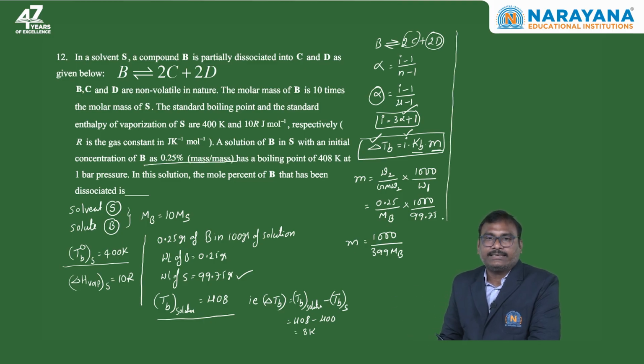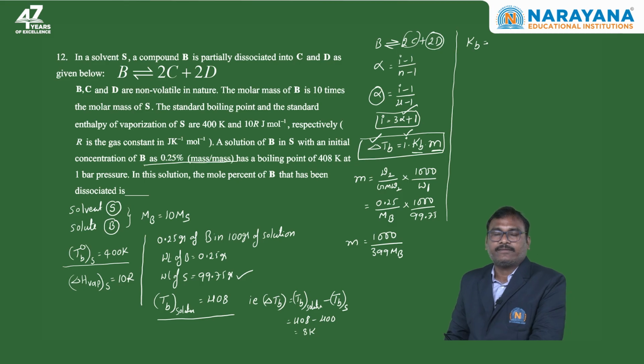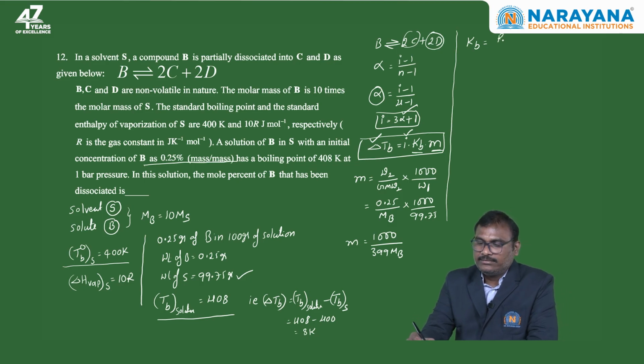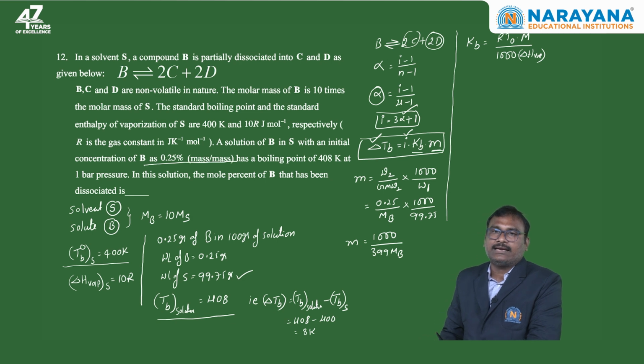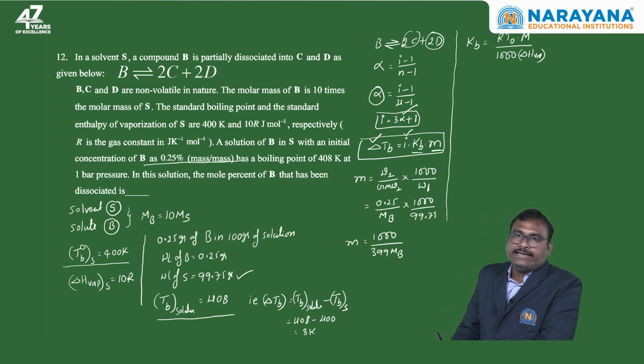Now let us go for that calculation of Kb, that is the ebullioscopic constant. To calculate, we have RT naught square by molecular weight into 1000 into enthalpy of vaporization. Generally, the formula is RT naught square by 1000 into LV. LV means latent heat of vaporization, which is equal to enthalpy of vaporization by molecular weight of the solvent.